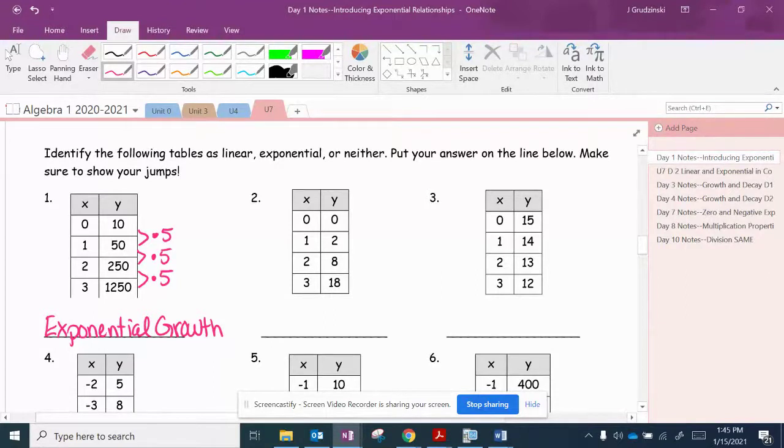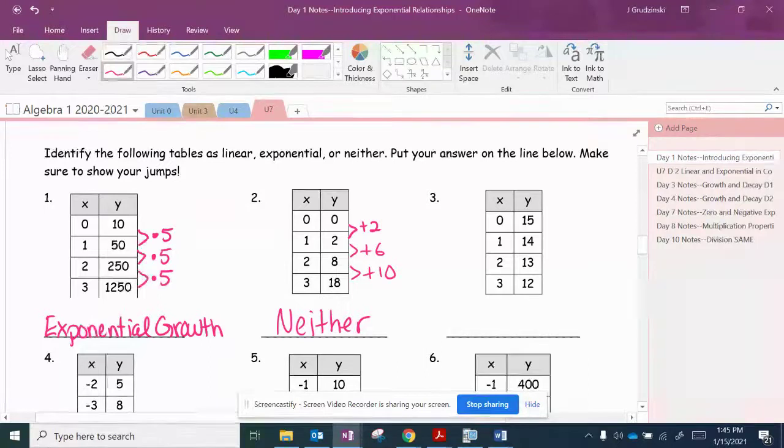If we look at number 2, if I go from 0 to 2, I can't multiply 0 by a number and get 2. So I'm going to automatically switch and say this is plus 2. And then 2 to 8 is plus 6. And 8 to 18 is plus 10. That doesn't match either of our patterns because it didn't multiply, didn't add, didn't subtract, didn't divide. So this is going to be a neither.